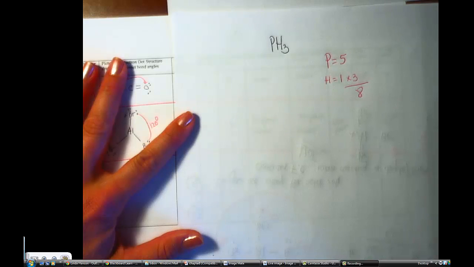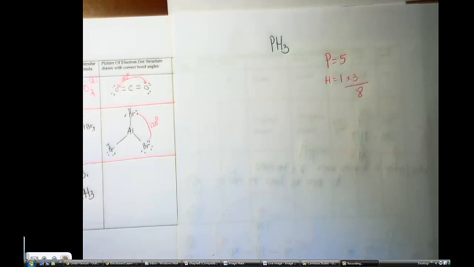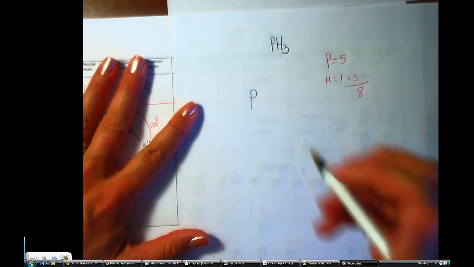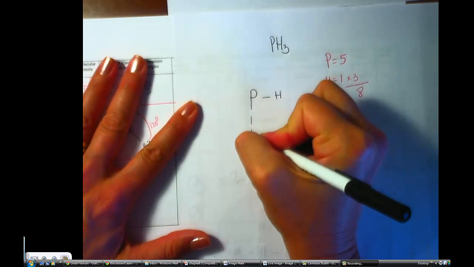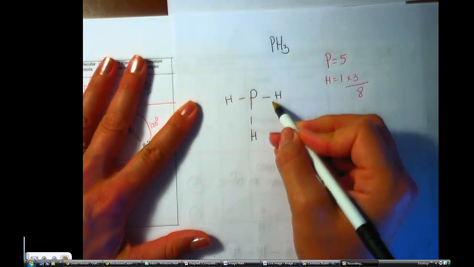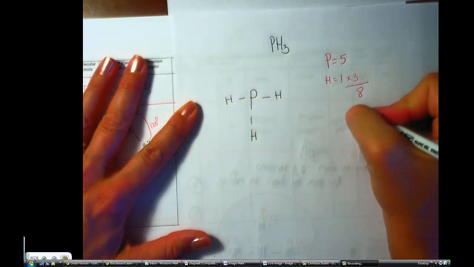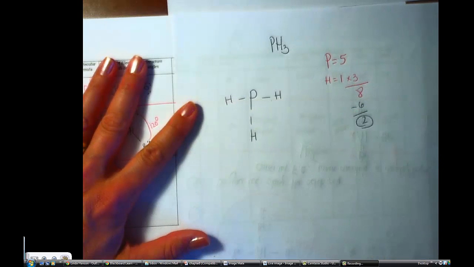We were drawing PH3. We said phosphorus, who lives in group 5A, would have 5 valence electrons, and each of the hydrogens has 1. There's 3 of them, so we have a total of 8 electrons. We also mentioned that we should never select hydrogen to be in the center. It's always attached back to the central atom or even further out. That means phosphorus is going to be placed in the center. We attach the hydrogens back to the central atom, and to do that we used 2, 4, 6 electrons, leaving us a remainder of 2.